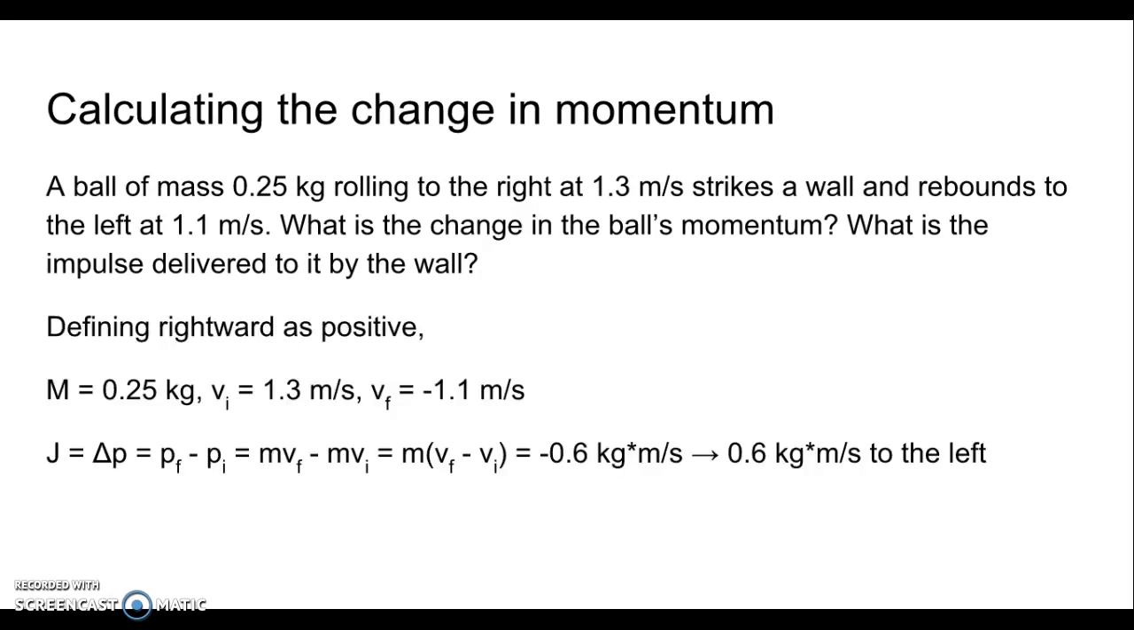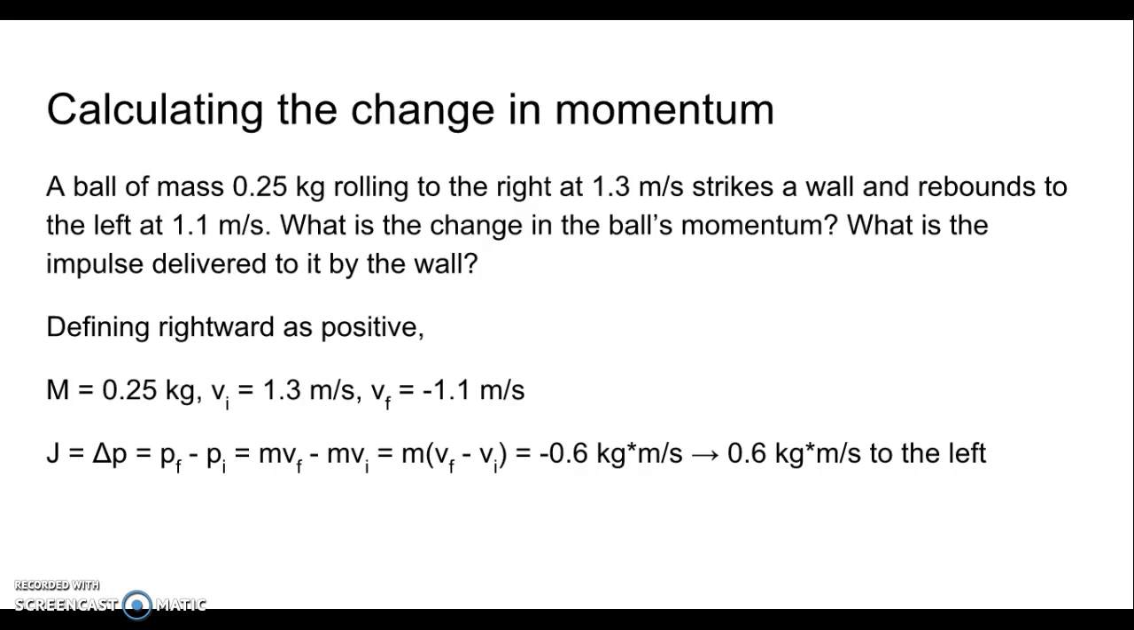So hopefully when you're defining these quantities, you wrote down mass, that's 0.25 kilograms. Our initial velocity, I'm going to call to the right being positive here. So our initial velocity is 1.3 meters per second. And that makes our final velocity negative 1.1 meters per second because our ball is now going to be moving to the left after it hits the wall. So that's going to be a negative quantity.